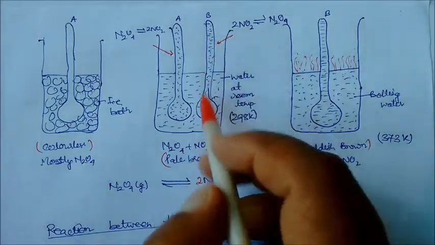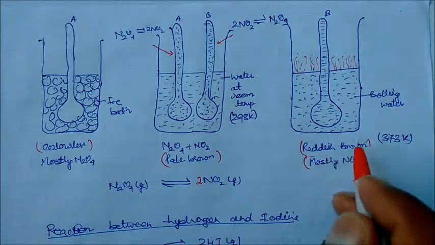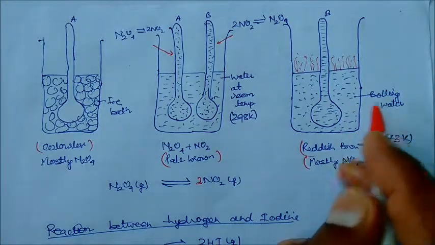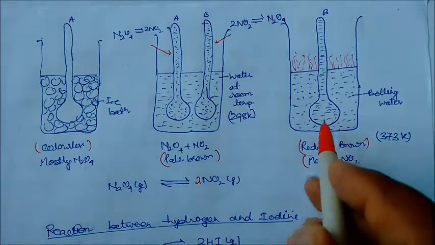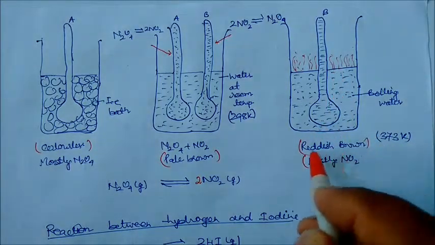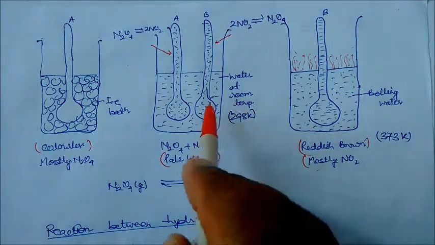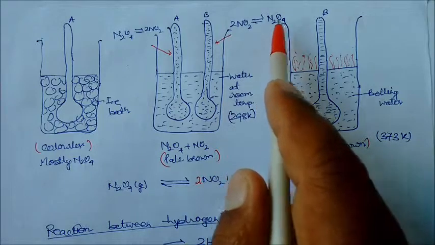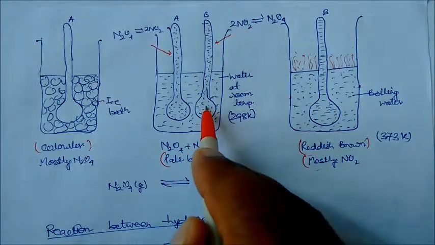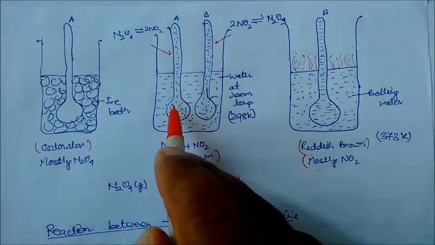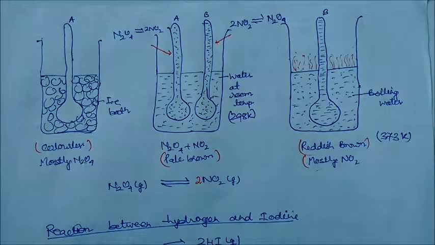Similarly, this flask contains NO2, which is present in boiling water. Boiling water means the temperature is 373 Kelvin, so this will convert into gas form. This is completely reddish brown. But if you bring the temperature to 298 Kelvin, room temperature, what will happen? This NO2 will convert to N2O4, meaning the color will become pale brown. The reddish brown will become pale brown, and here, where it was colorless, it also converted to pale brown. This shows that this equilibrium is dynamic.